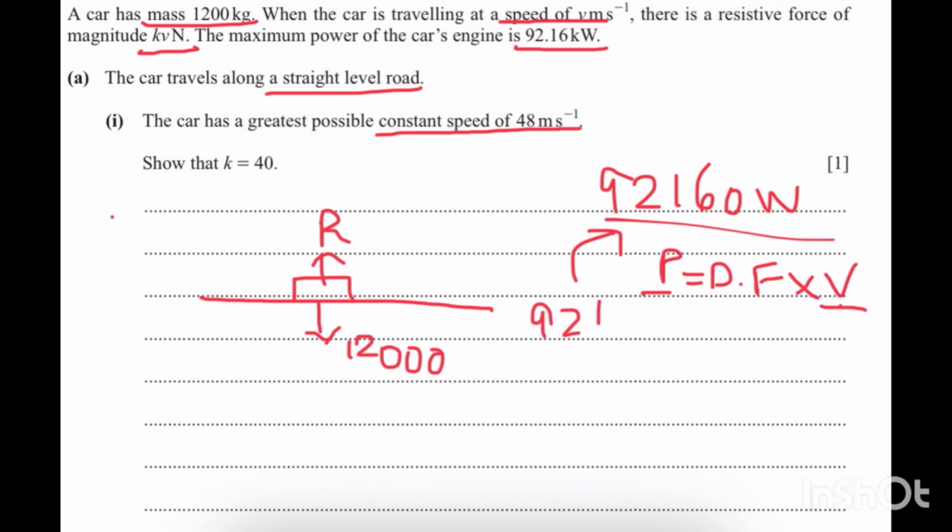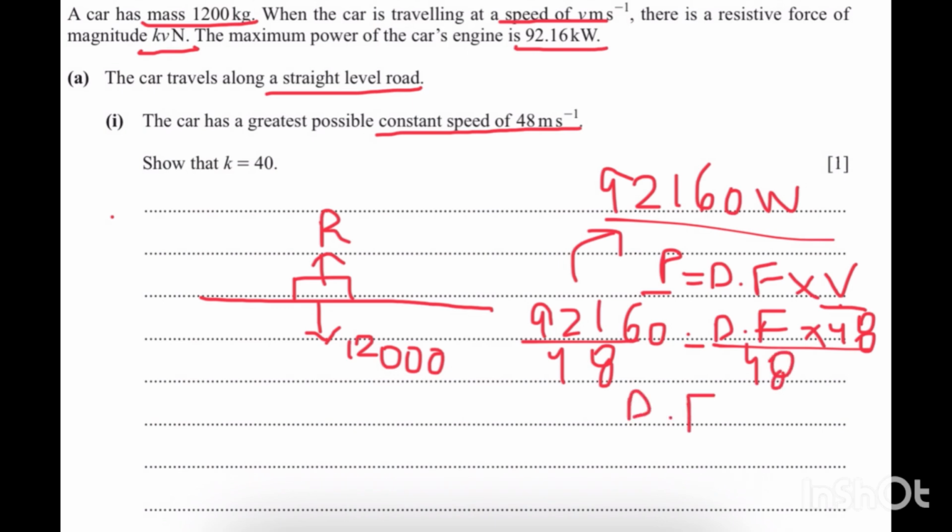So 92,160 is equal to the driving force times 48, and dividing by 48 on both sides, we get the driving force to be equal to 1920. So we have a force of 1920 moving it forwards.